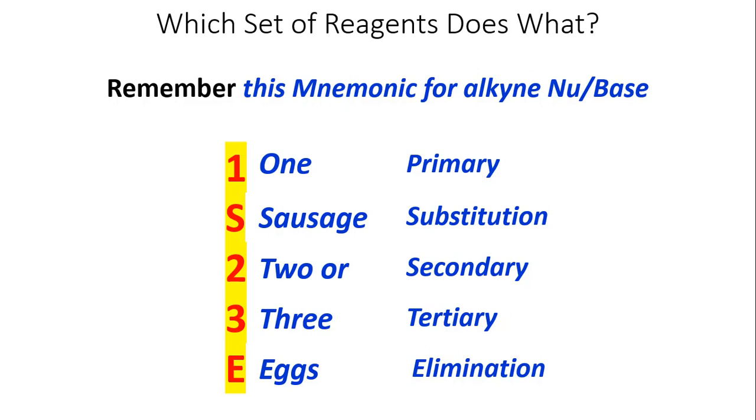So if I react the acetylide anion with a primary electrophile, I'm going to get substitution. If I react it with a secondary or a tertiary electrophile, I'm going to get elimination. So 1 sausage, 2 or 3 eggs. Okay, hopefully that'll help you to remember that. Mnemonics are great ways to put things in your long-term memory. Store it way deep down in there so you'll never forget it.